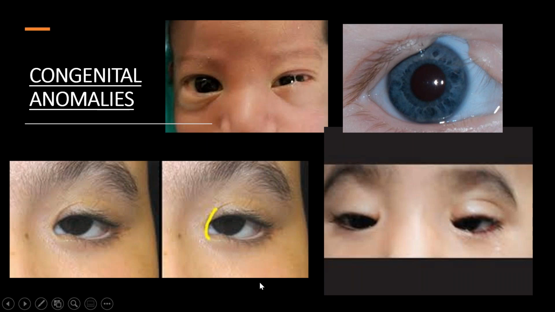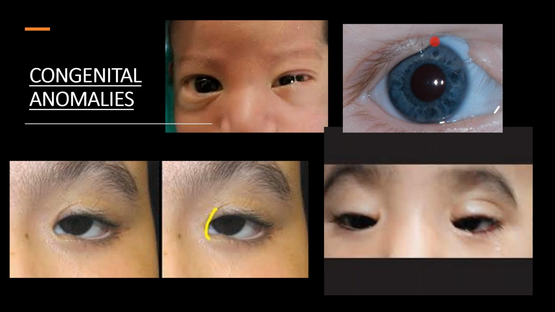Okay, then a few congenital anomalies for the end. You can see here in the first image, I'll use a pointer just a second. Okay, so in the first image, you can see that this child over here, both the lids are attached by a fine string, right? So that is ankyloblepharon. The first condition here is ankyloblepharon.